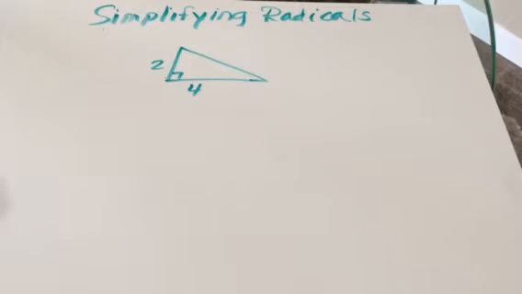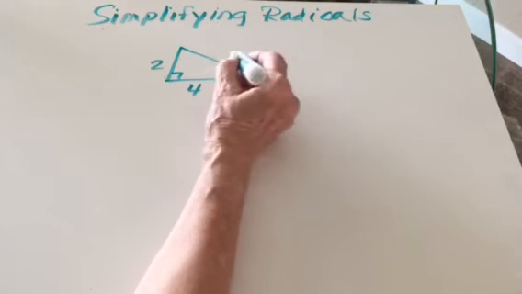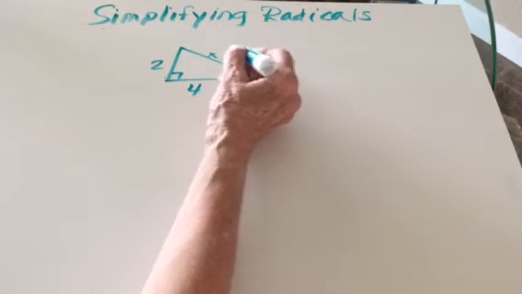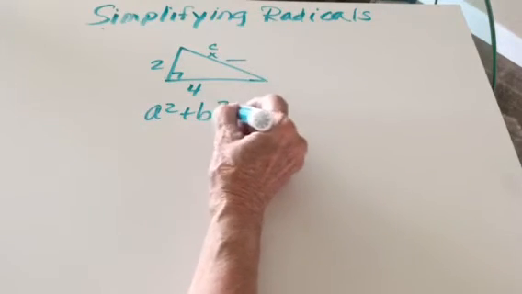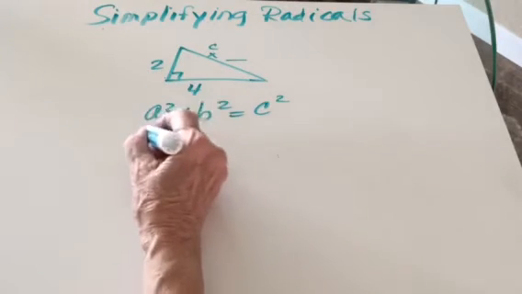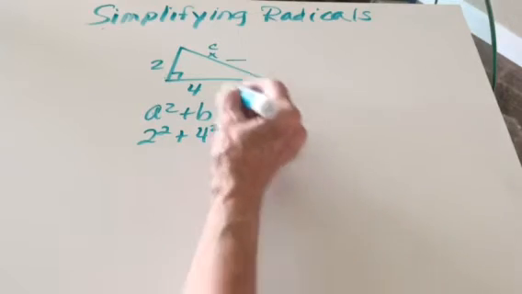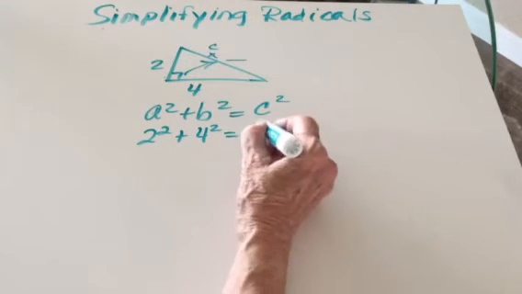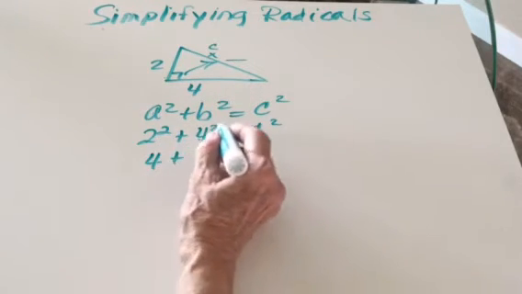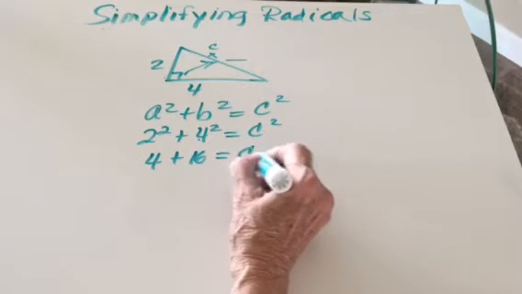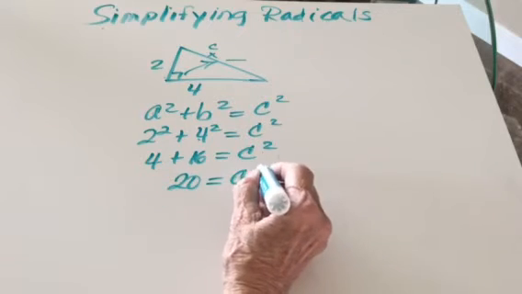All right. So let's say we have this and we're trying to solve for x, or this will be the c, of course. So we're going to go a squared plus b squared equals c squared. On this one, we know that 2 squared, it doesn't matter where I put these two, 4 squared, but I have to put this c, that's the hypotenuse, equals c squared. All right, 2 squared is 4, plus 4 squared is 16, and that equals c squared. 4 plus 16 is 20, equals c squared.